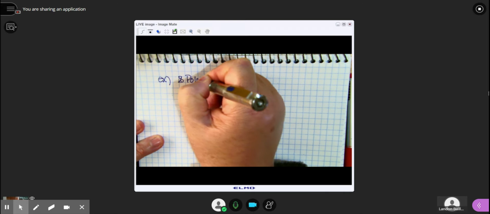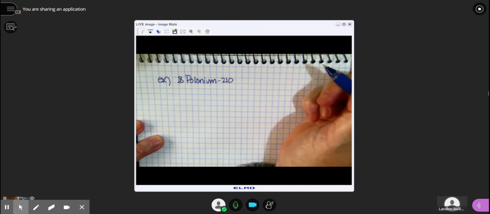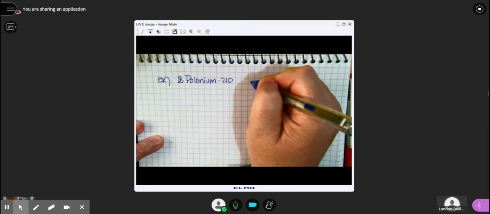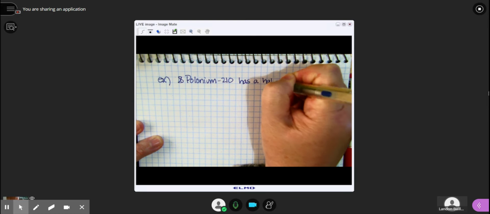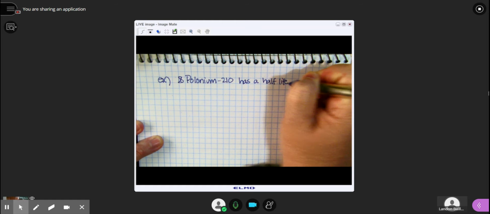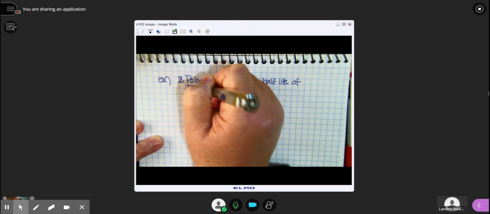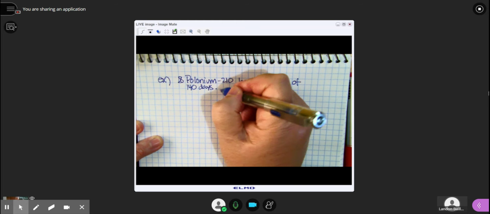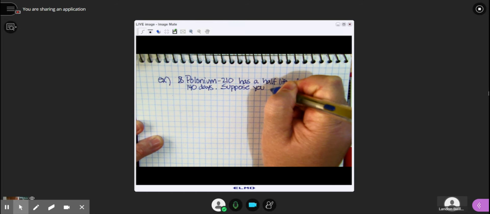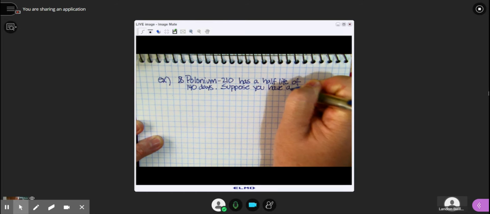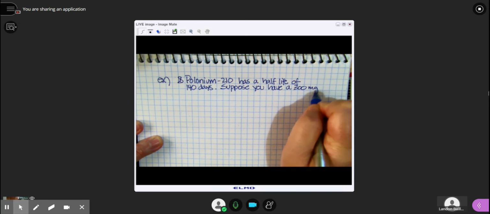Polonium-210, radioactive material, has a half-life of 140 days. Suppose you have a sample in the amount of 300 milligrams.